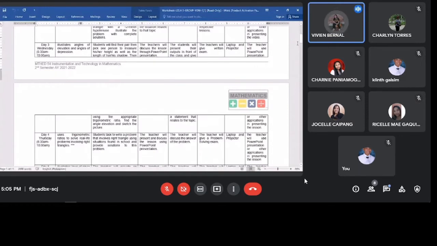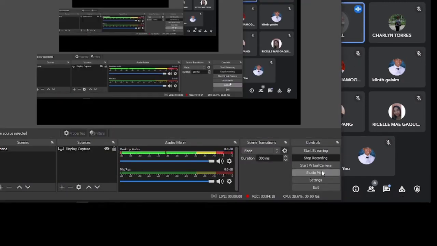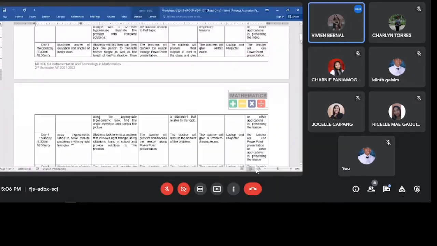So, for day 3, which is Wednesday, 8:30 to 10 a.m., the learning competency is to illustrate angles of elevation and angles of depression.